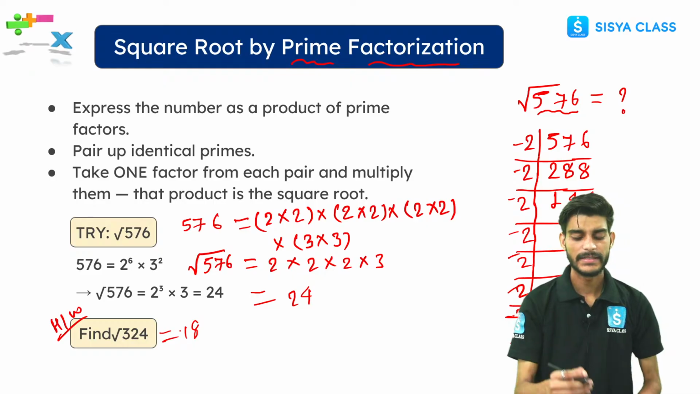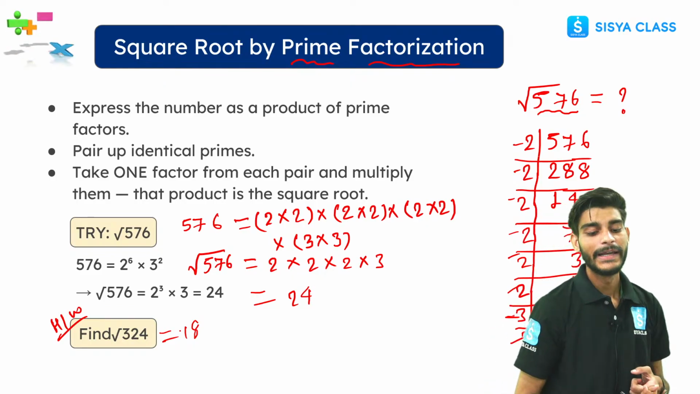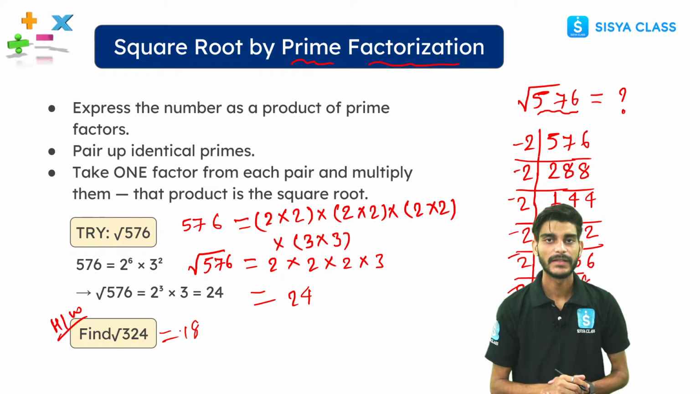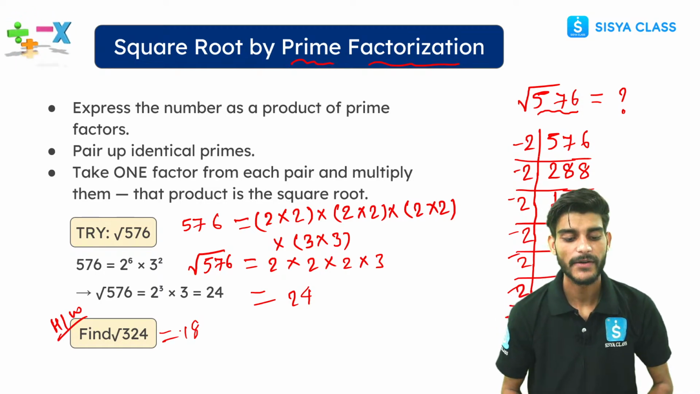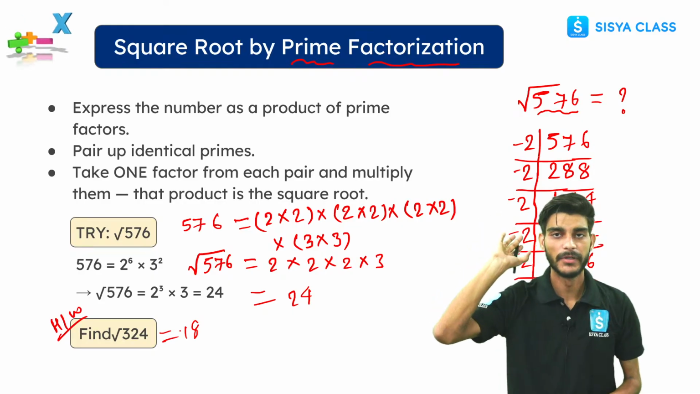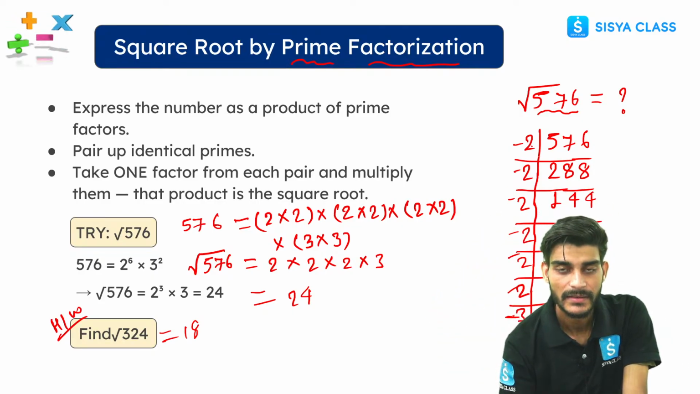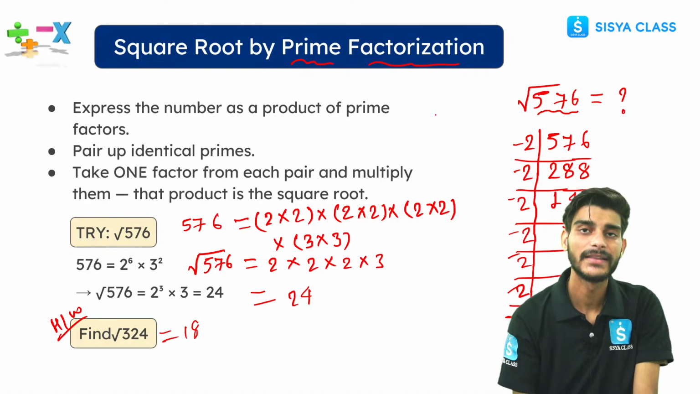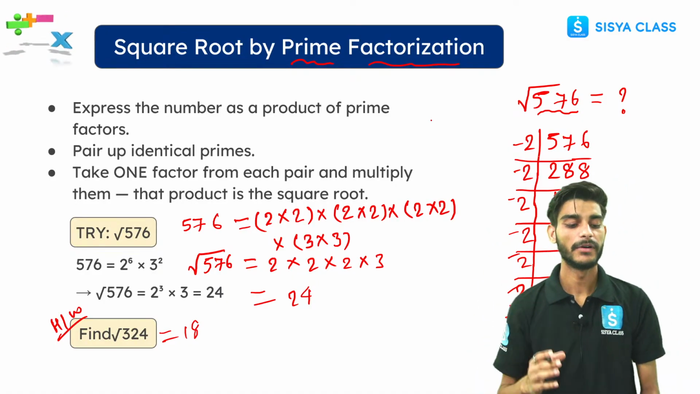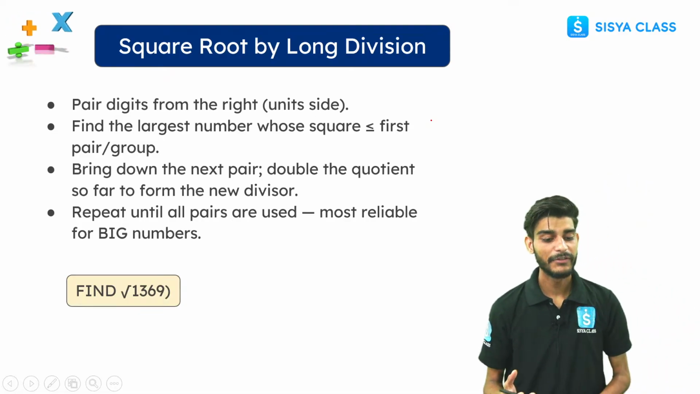This is the method that you have to use, but once again I am telling you, it is better than the previous method, but it is also not a sufficient method. Why? Because if you get a bigger number, will you do this prime factorization? This will again be a lengthier process for a very big number. So there is another method called the long division method.